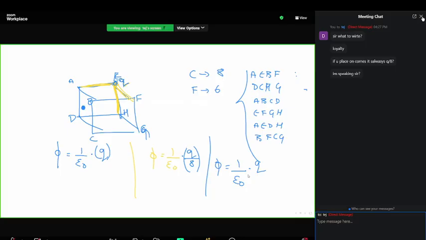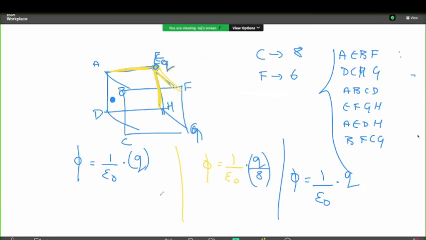Arey, Dheeraj, 1 minute. I disconnected my headphone. Share. No talk. Understood. No, I couldn't hear you.